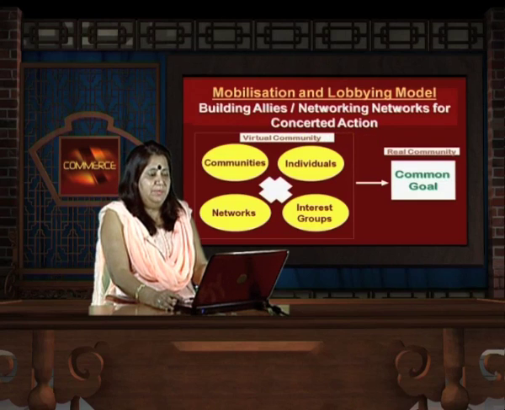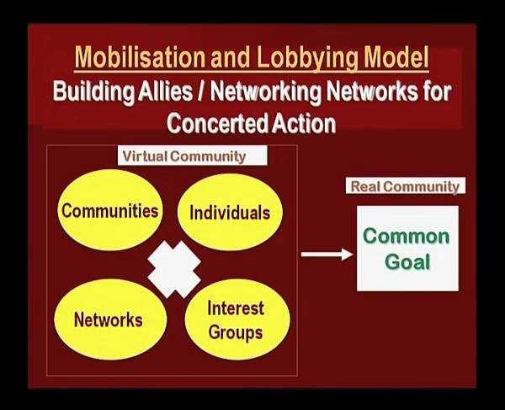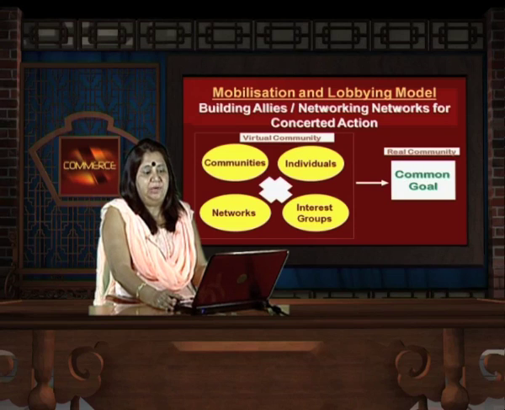Now, let us study the mobilization and the lobbying model, which is building allies, networking and networks for concerted action. We have a virtual community and a real community. The virtual community consists of the communities, individuals, networks and interest groups which interact with the real community, that is the common goal which has the options of growth and development. The mobilization is when all people come together. It is the communities consisting of people, individuals, government, businesses and other societies involved as stakeholders.